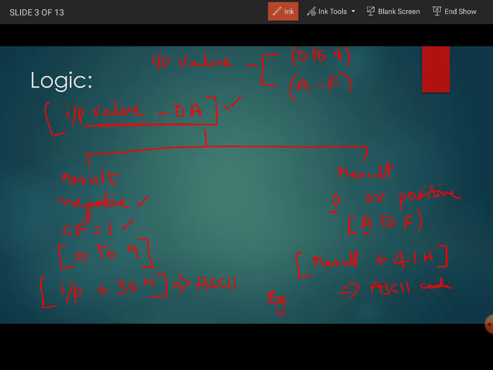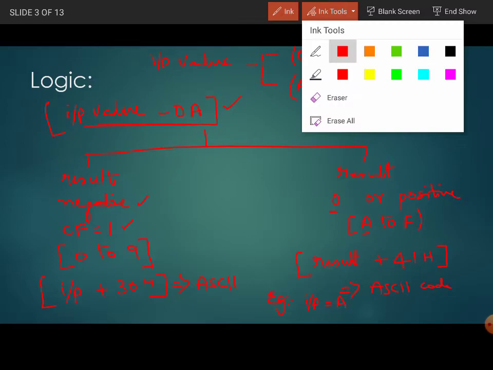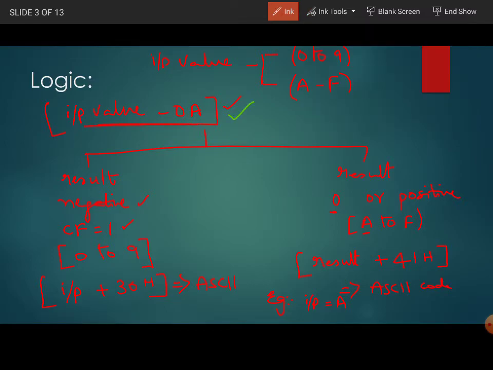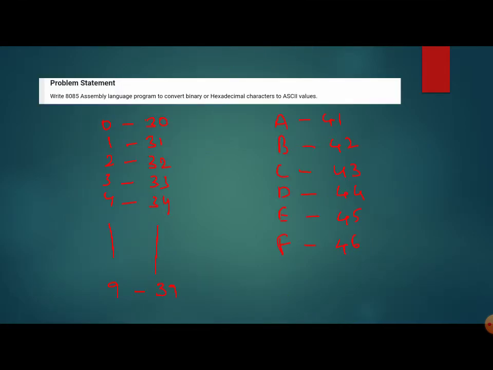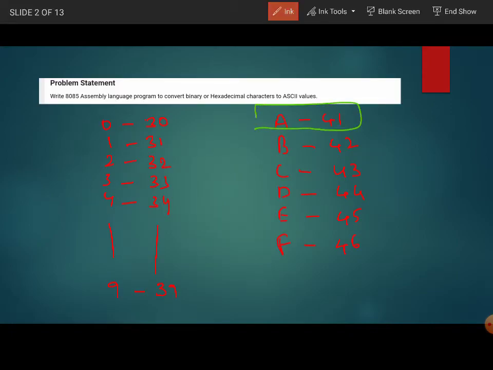A simple example: consider my input value is A. In the first step I am subtracting the input value minus A. The input value is A and my number is also A, so I will get 0. And to the result I am adding 41. So I get 41H. Now what is this 41H? 41H is the corresponding ASCII value for the letter A.